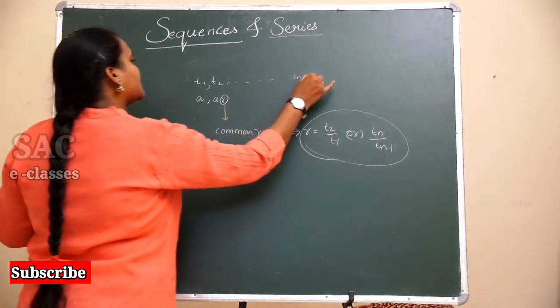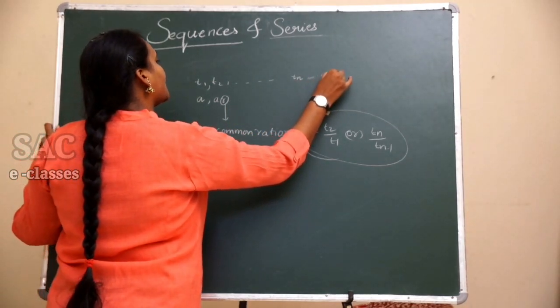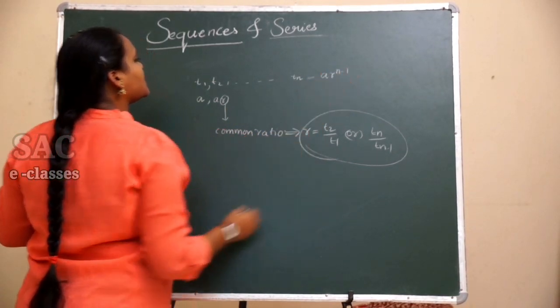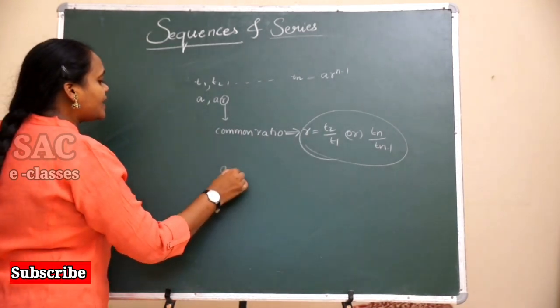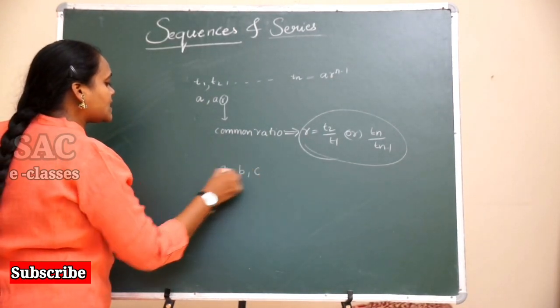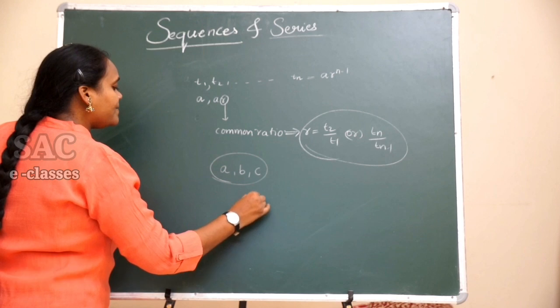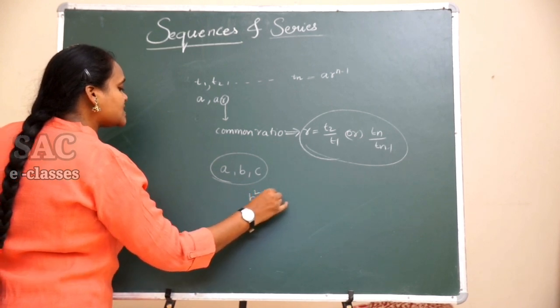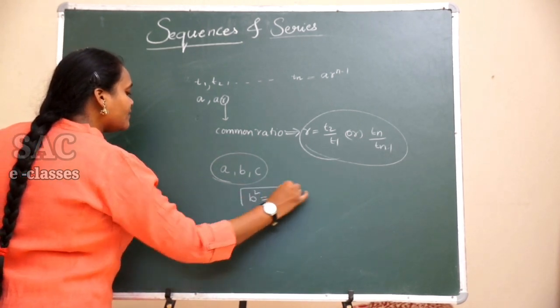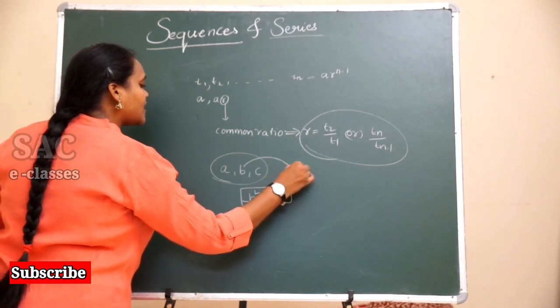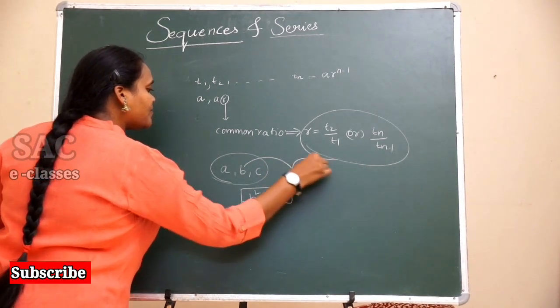The nth term of the GP is a into r power n minus 1. If any three terms a, b, c are in GP, b square equals ac, where b is called the geometric mean, simply GM.